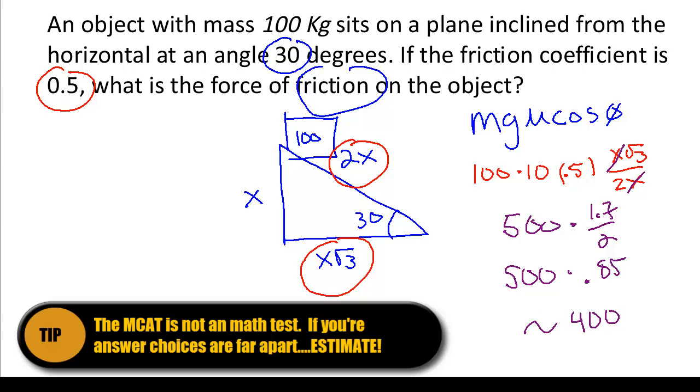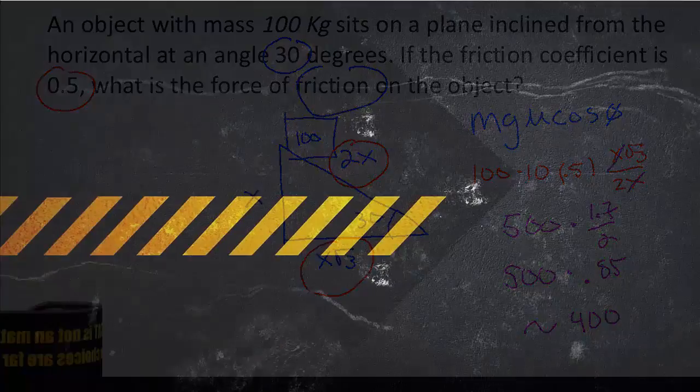Remember, the MCAT is not an arithmetic test. So if you find yourself doing long multiplication or long division, that's usually a mistake. Most of the time, your answers will be far enough apart that you can easily estimate once you get close.